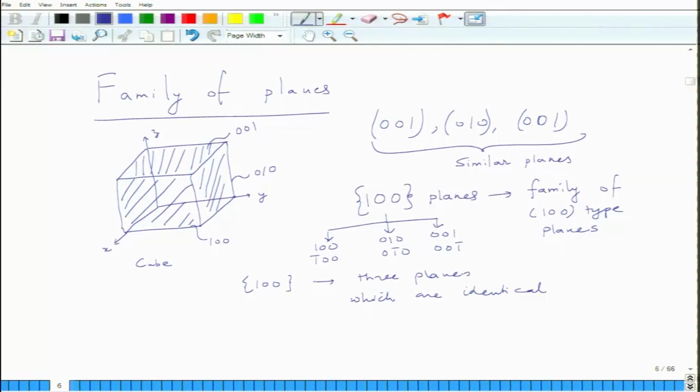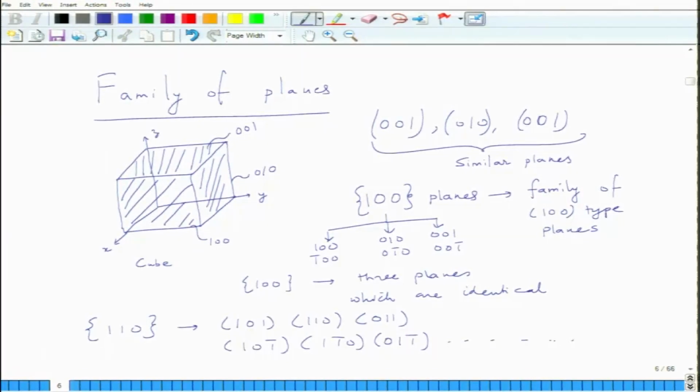which are identical. Okay. Similarly, if you look at 1 1 0, 1 1 0 would imply 1 0 1, 1 1 0, 0 1 1. It would also imply 1 0 bar 1, 1 bar 1 0, 0 1 bar 1, and you can make some more combinations out of it. So, I will just leave them to you.